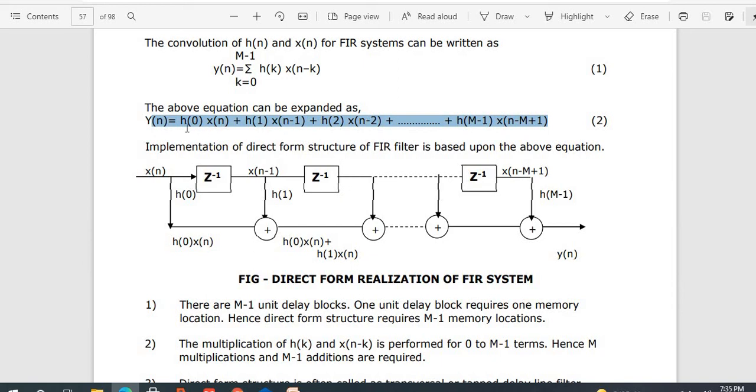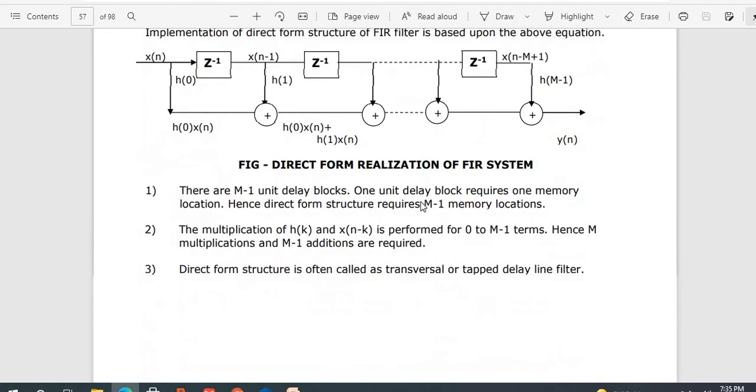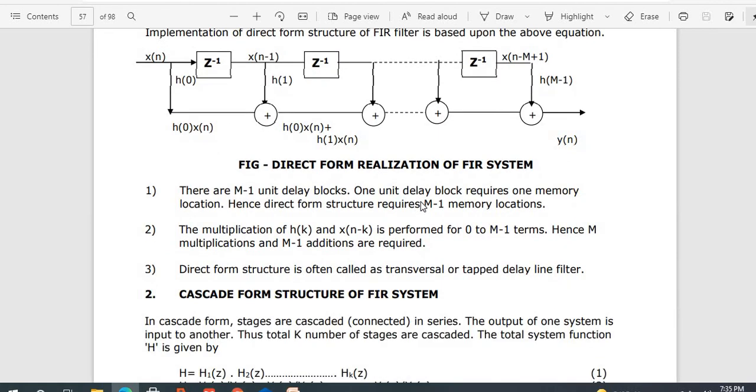I need to multiply these two, h of 0 into x of n. If I multiply, I get the first term here. If I multiply x of n minus 1 with h of 1, I get the second one. Why am I adding with a plus sign? Because I want to add these terms, so I need to add them. That's the reason I am drawing this structure. Likewise, I can apply it for so on till infinity. So this is the direct form of realization of FIR systems.